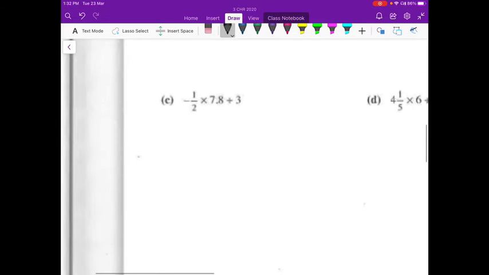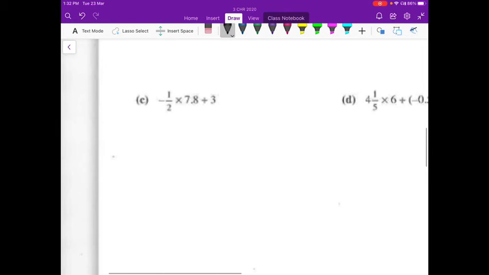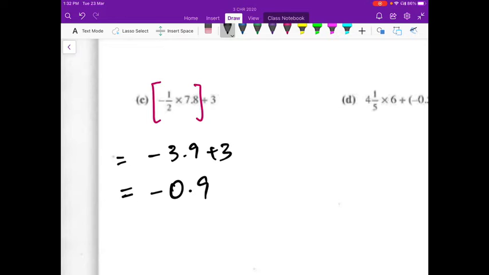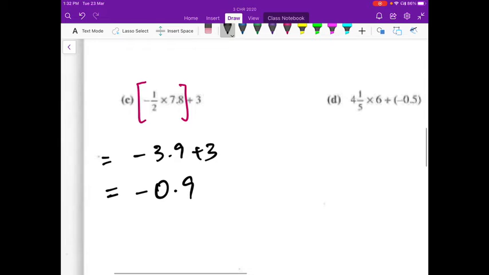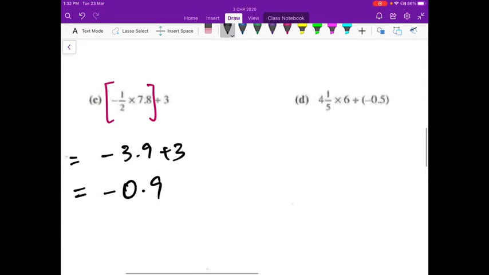Next, what should we be doing first? This part. It's not very clear. Is this a plus or a divide for you? Plus, okay. So here we have negative half times 7.8. So negative 3.9 plus 3. Negative 0.9. Can write in decimal. Fraction also can. Or negative 9 over 10.